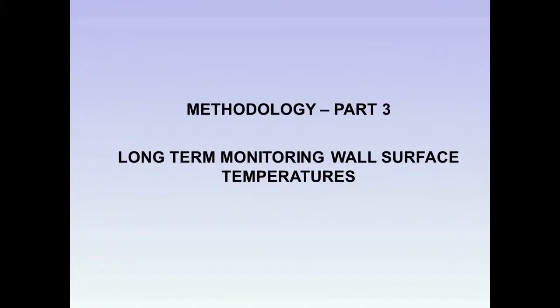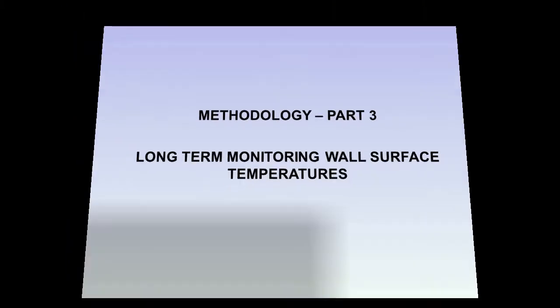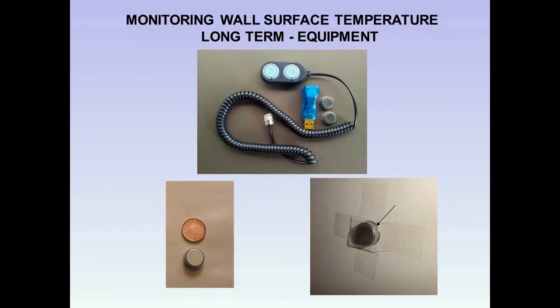Long-term monitoring wall surface temperatures. This is the equipment, wall surface temperature equipment, and there it is at the top. That is the whole gear. On the bottom is the actual monitoring, the data logger. See how small it is, and quite simply it's stuck to the wall. It's loaded into the receiver at the top at the end of the logging, and the data is removed, and we get the temperature data for the surface of the wall.